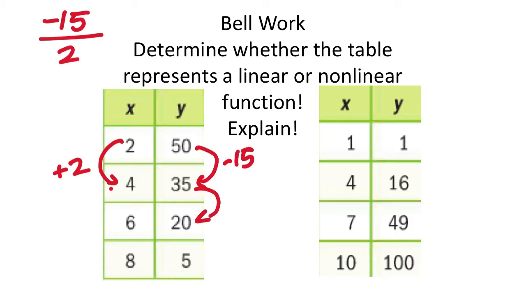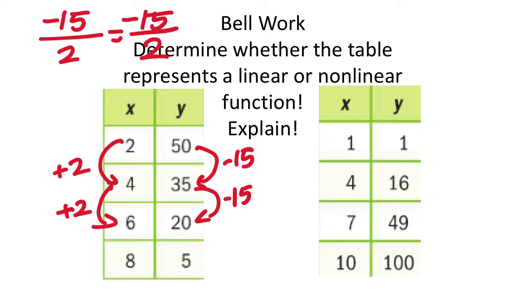And then we'd check the next set to see if they are the same. If they're the same, then it's linear. If not, then we don't worry about the rest of them. If it is the same ratio, then we continue through the table. So 35 down to 20 would be down another 15, and 4 to 6 in the x's, that's to the right 2. So that's another negative 15 to 2 ratio, which is the same. And then 20 down to 5 is down another 15, and 6 to 8 is to the right 2 as well. So this shows that it has a constant rate of change, or ratio of change, which makes this linear.